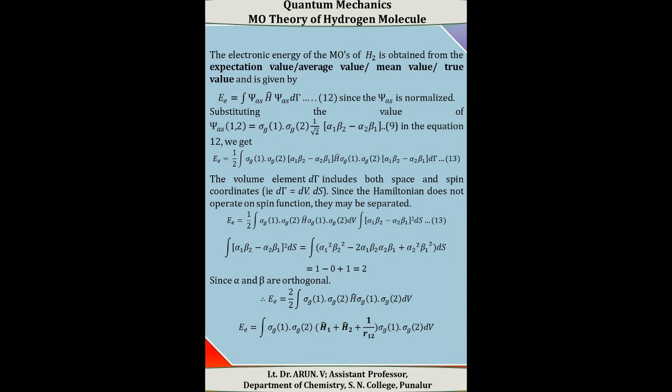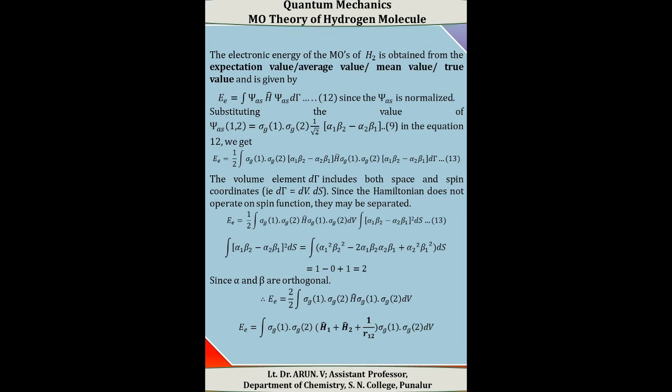Substituting the value of psi_s, that is psi12, equal to sigma g1 sigma g2 times 1 by root 2 into alpha 1 beta 2 minus alpha 2 beta 1, which is equation 9, in equation 12 we get E equal to 1 by 2 into the integral of sigma g1 sigma g2 into (alpha 1 beta 2 minus alpha 2 beta 1) H-cap sigma g1 sigma g2 (alpha 1 beta 2 minus alpha 2 beta 1), the whole dτ.